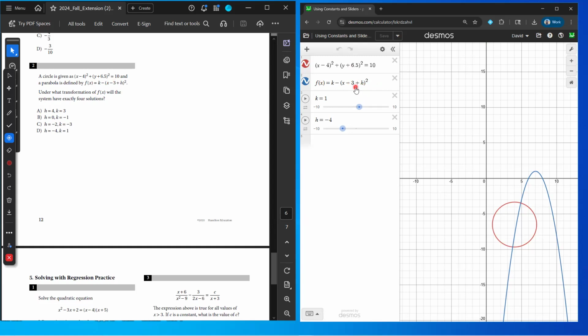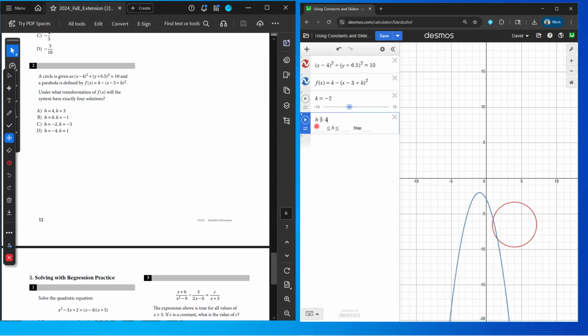So I type that in. And then I have different values of k here. I could play with random numbers, which is fine. But the goal was to find out which of the 4 following choices would give me 4 solutions. So although this does work, with k being negative 2 and h being negative 0.8, that's not one of the choices. So let's go through it one by one.